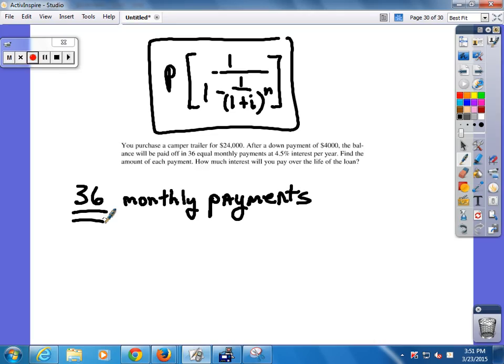So 3 years at what? 4.5 interest. So that's going to be 0.045. 0.045 is going to be our rate, or I don't know what they call it, because they're changing variables on me. I think that's equal to the I, but we'll get to that in just a minute.